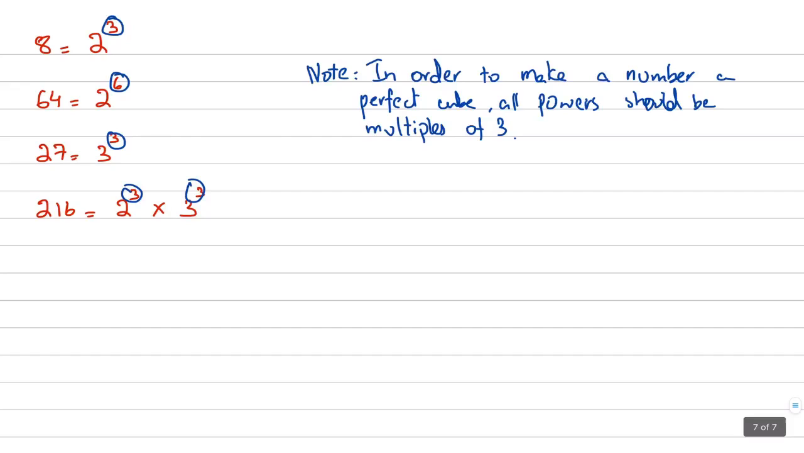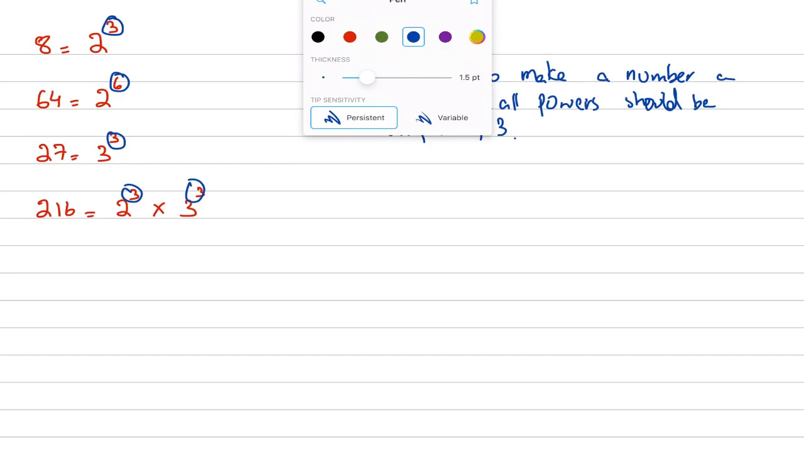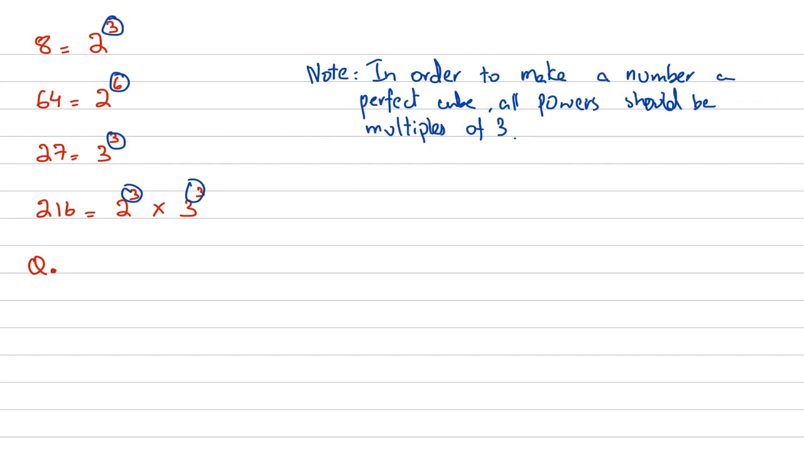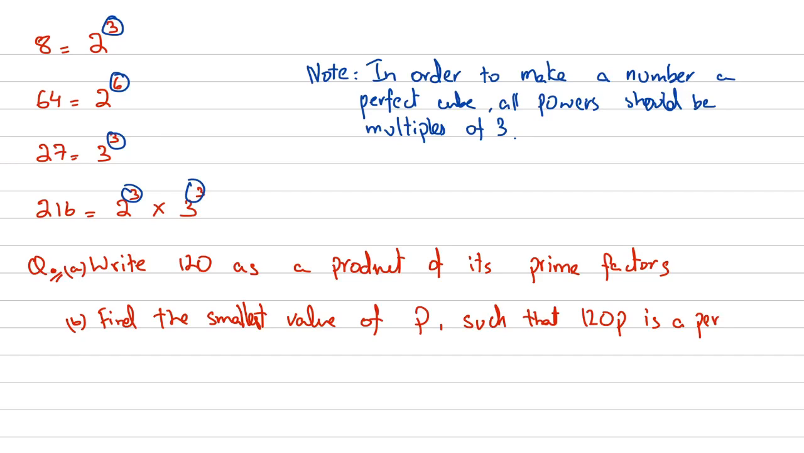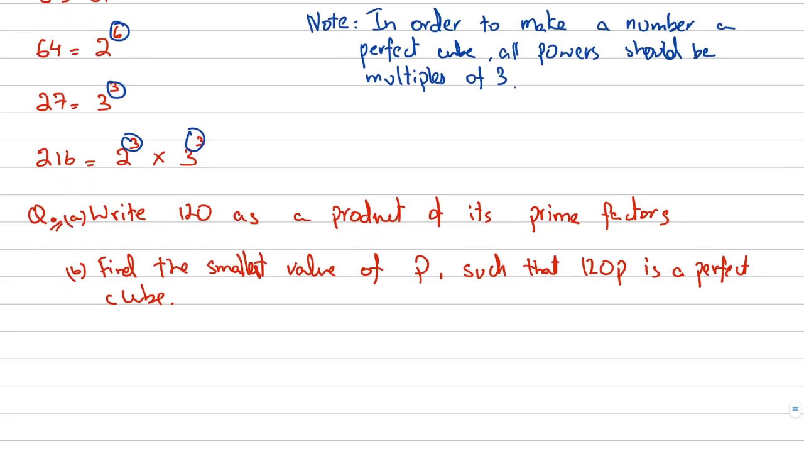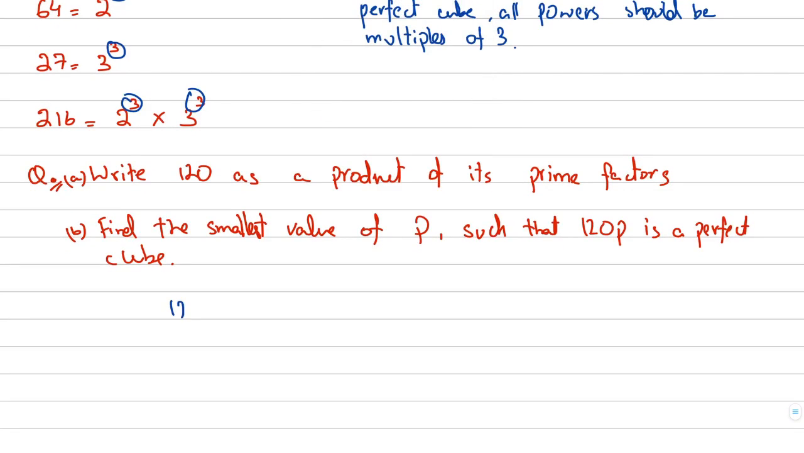So let's say we're given a number, and that number is, let's say we have 120, just a random number. So the question will look like this. It's going to ask you to write 120 as a product of its prime factors, and then it's going to tell you, this is going to be the first part. Next part is going to ask you to find the smallest value of p such that 120p is a perfect cube, right?